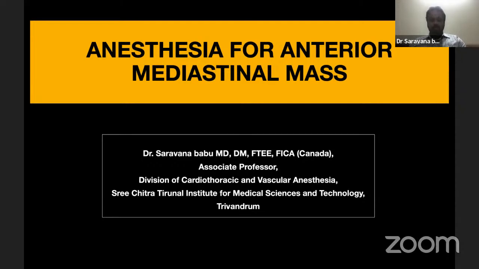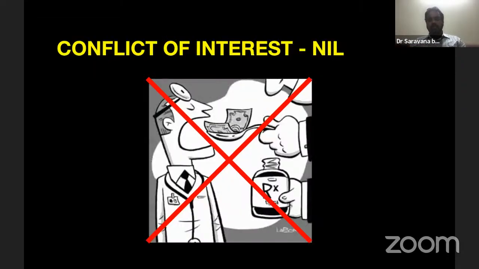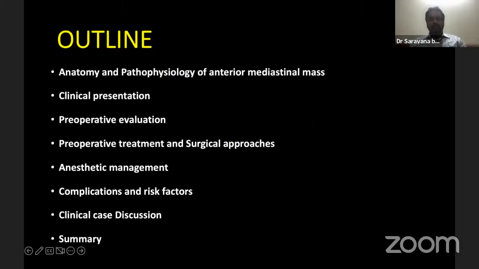So today my topic is giving anesthesia for anterior mediastinal mass. There is no conflict of interest on my topic. In the outline of my presentation, I'm going to discuss the anatomy and pathophysiology of the anterior mediastinal mass, the clinical signs and symptoms these patients may present with, the preoperative evaluation for anesthesia and the surgical procedures, and the preoperative medical treatment before undergoing surgery, and the anesthetic management, and the complications and risk factors for the perioperative period. A few cases I will discuss here, and finally I will conclude with a good summary.